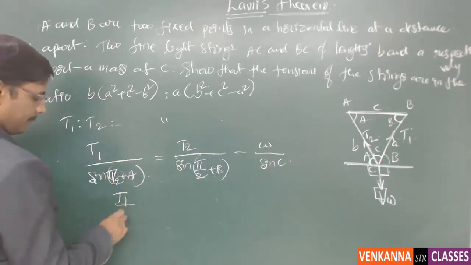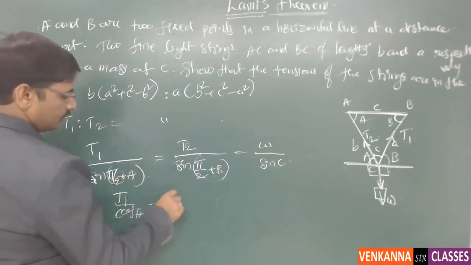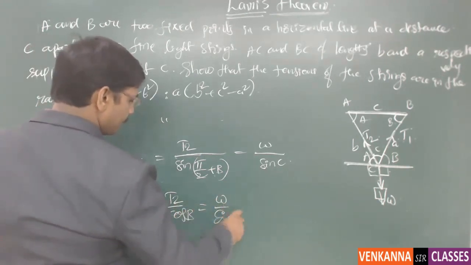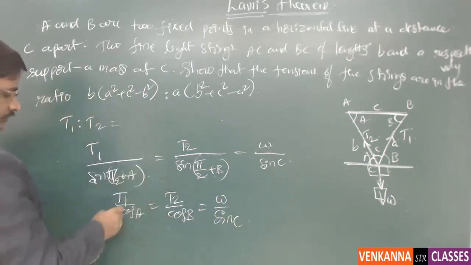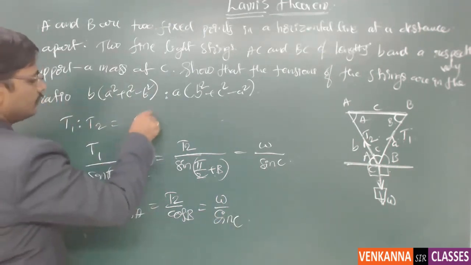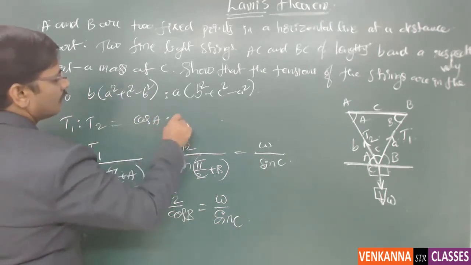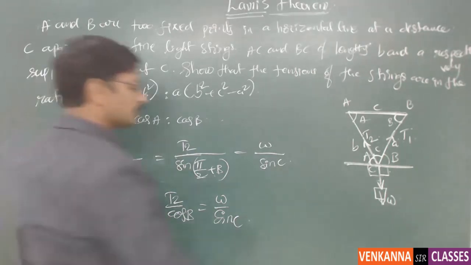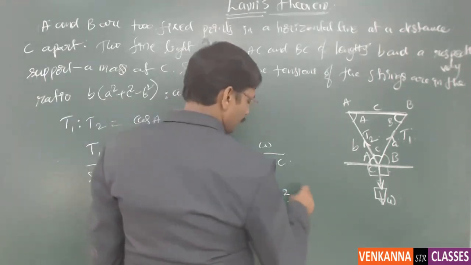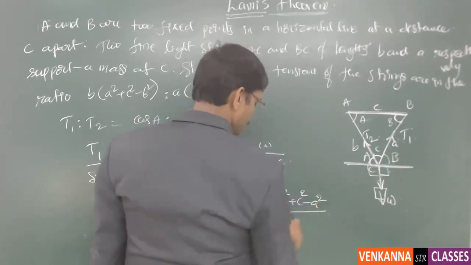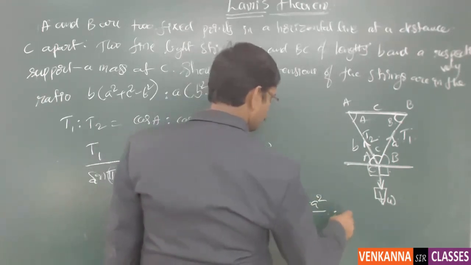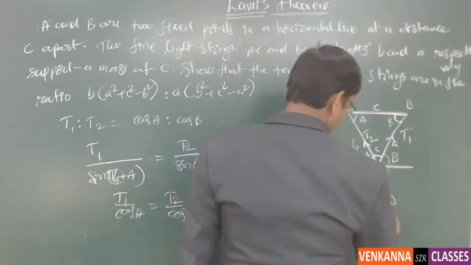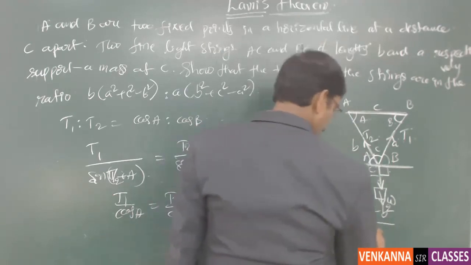So T1 by cos A is equal to T2 by cos B is equal to W by sine C. So the T1 to T2 ratio is nothing but cos A is to cos B. Got it? So cos A is nothing but (b square plus c square minus a square) divided by 2 times of BC, is to cos B, which is nothing but (a square plus c square minus b square) divided by 2 times of AC.